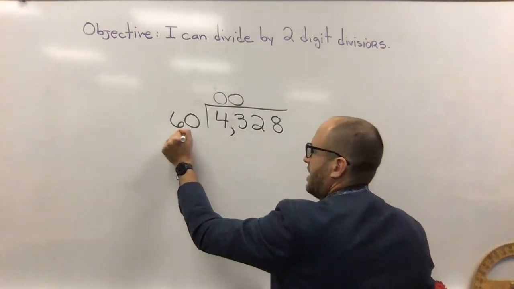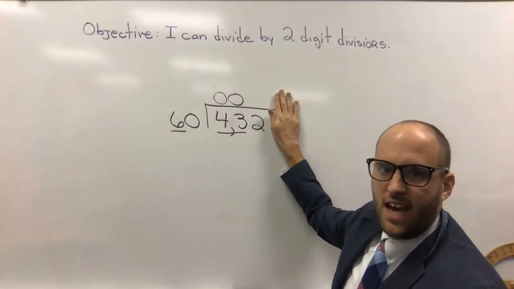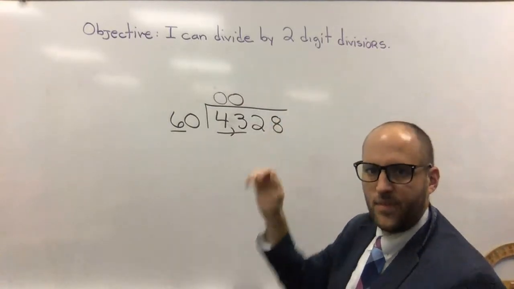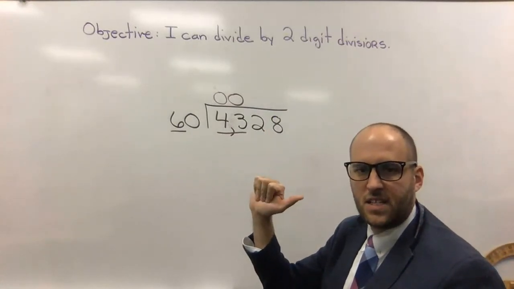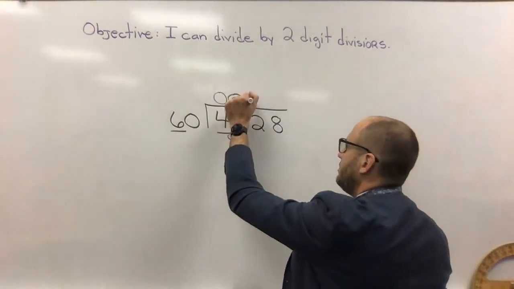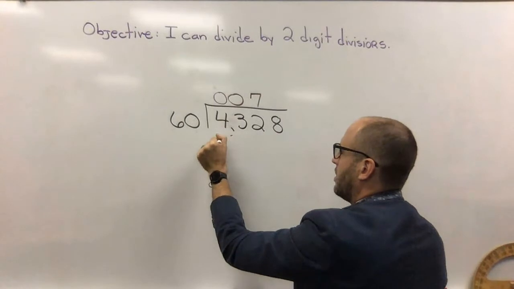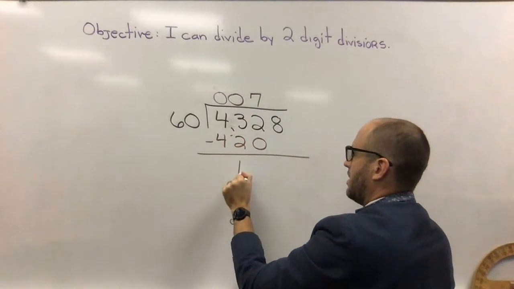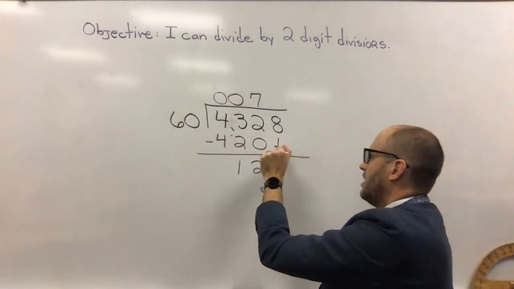Well, you still do the same thing. You look at your 6, you look at the first 2 digits here. I just cover up the 8 because we haven't gotten there yet, and we skip count by 6s until we get to 43, or close to 43. 6, 12, 18, 24, 30, 36, 42, 48. 48's too big, so I'm going to want to stick with 7 again. 7 times 60 is 420. Erase your estimating lines if you use them. That gets us 12 for when we subtract. 12 is smaller than 60, so we bring down our 8.